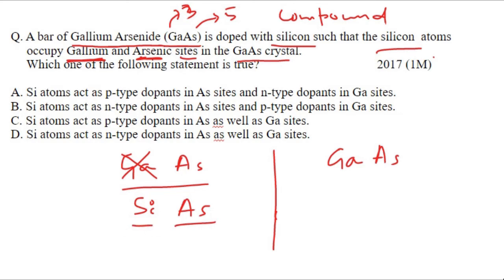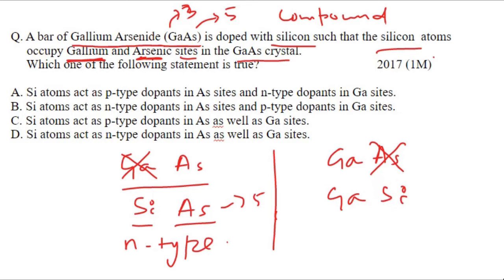So a pentavalent impurity with silicon gives rise to an N-type semiconductor. Now when your silicon takes arsenic sites, what will we get? A trivalent impurity with silicon. So it is having 3, so we will get a P-type semiconductor.